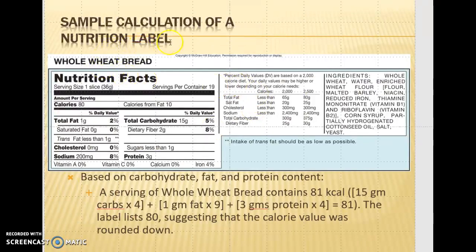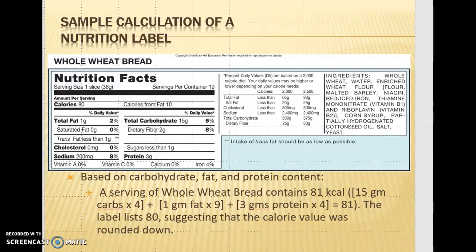So here's another example of a calculation of a nutrition label. You see a nutrition label, you see the total calories is 80. How did they get that? Well, there's 1 gram of fat. That's 9 calories. There are 15 grams of carbohydrate. That's 15 times 4, which is 60 calories. And then there's the protein, which is 4 times the number of grams of protein. So that came out to be about 80. We got 81, so it's 80 calories. They rounded it to 80. So that's how they determine the calories in a food product.